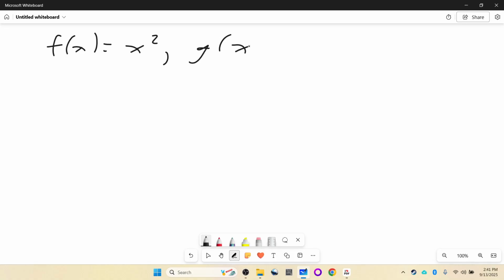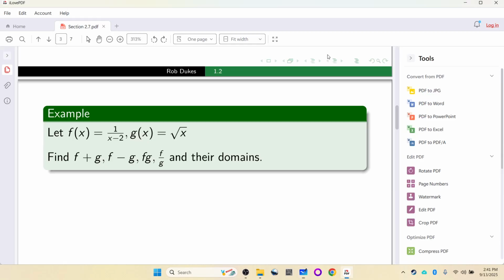Okay, so f of x is x squared. G of x is... Wait, am I on the right one? Oh, let me make sure I'm at the right... Oh, sorry, I'm looking at the wrong problem. Excuse me.